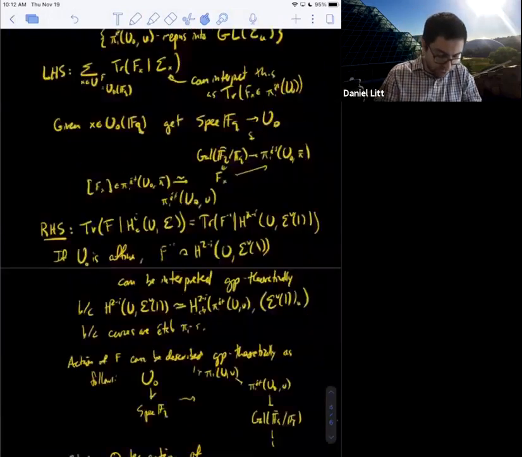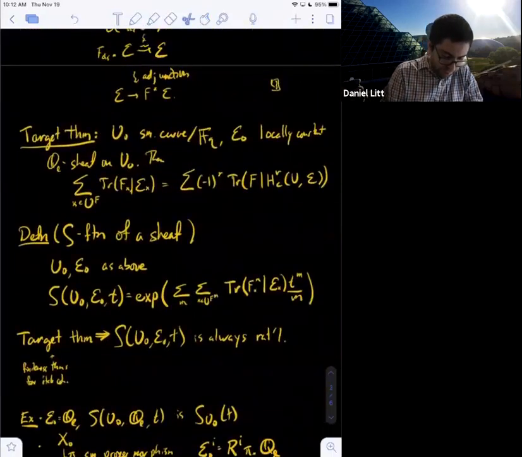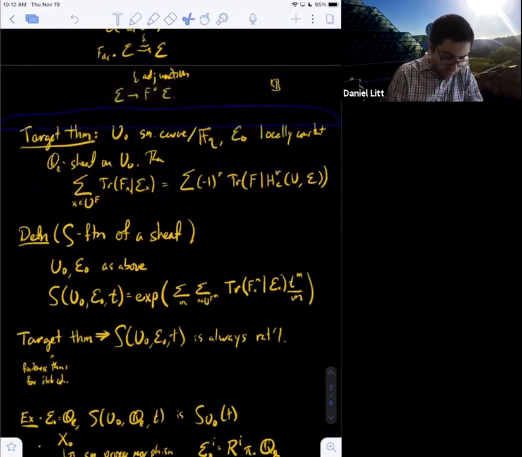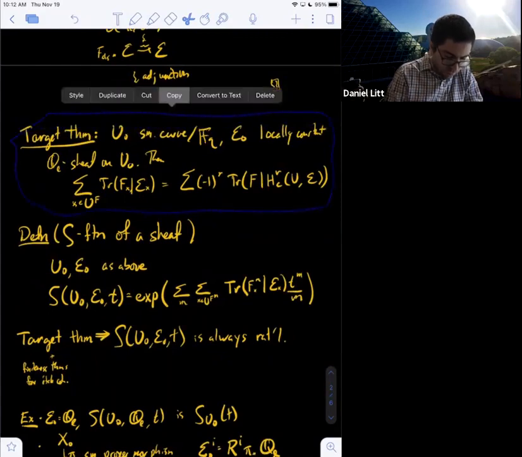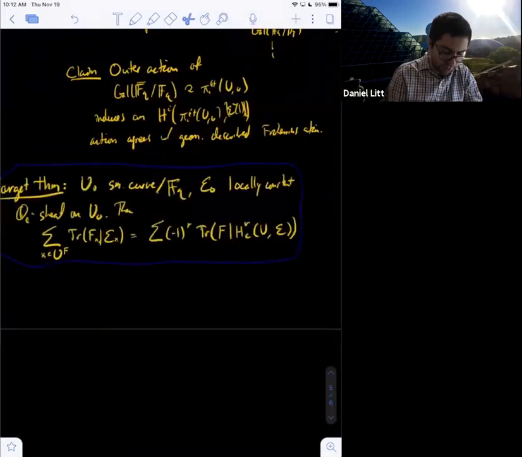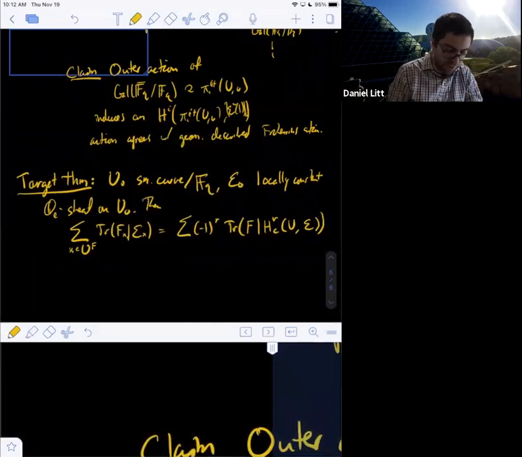Okay, so let's scroll back up to our target theorem and maybe I'll copy and paste it and move it down. So here was our target theorem. So we're going to start discussing what we need to prove it, and we'll see we immediately run into a problem.